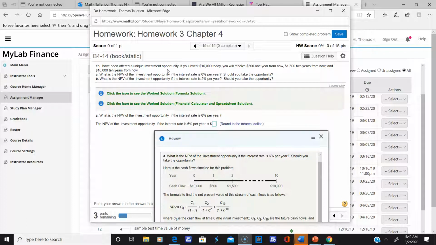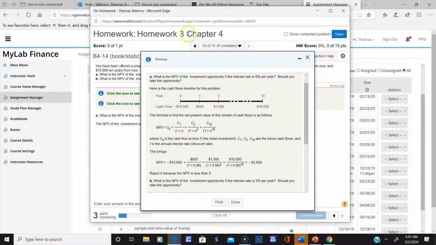You've been offered a unique investment opportunity. If you invest $10,000 today, you will receive $500 one year from now, $1,500 two years from now, and $10,000 ten years from now. What is the net present value of the investment opportunity? If the interest rate is 6% per year, should you take the opportunity? And for part B, it's the same question, but the interest rate is 2% per year.